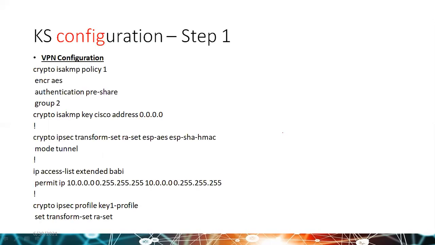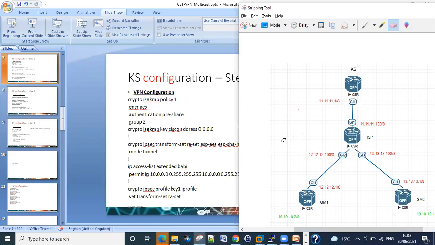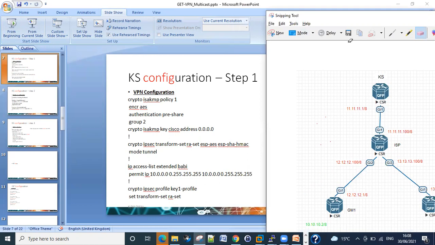Key server setup. Let's get into the implementation of how we have to configure our key servers. We can achieve the configuration of the key server in just three simple steps. I will bring up the topology so that we can easily correlate it to what we are doing. This is the topology, where the first step is to configure the VPN configuration over our KS.